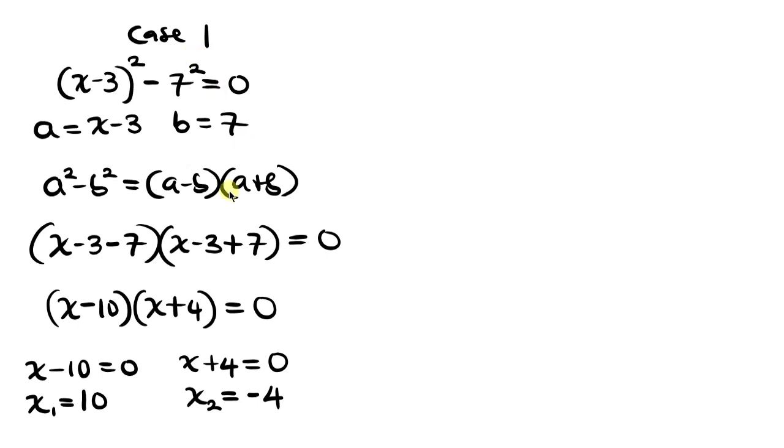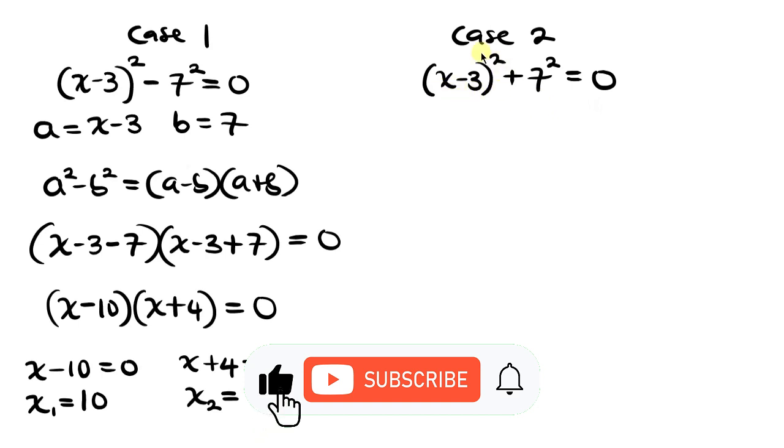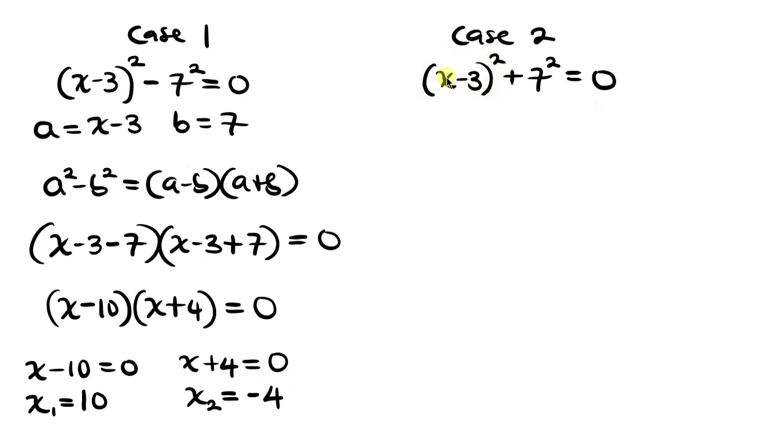Now let's move on to case 2. Now recall that our case 2 is actually (x − 3)^2 + 7^2, and this is equal to 0. So this is our case 2. We're going to be expanding what we have here. So on expansion, we have x squared.